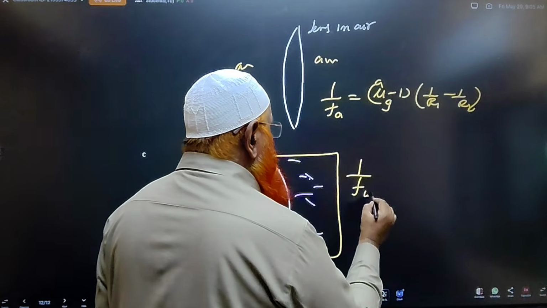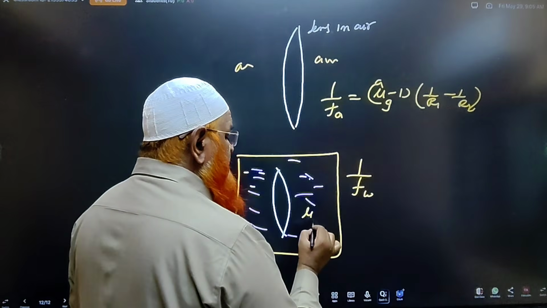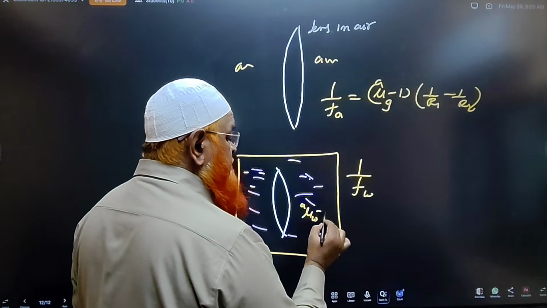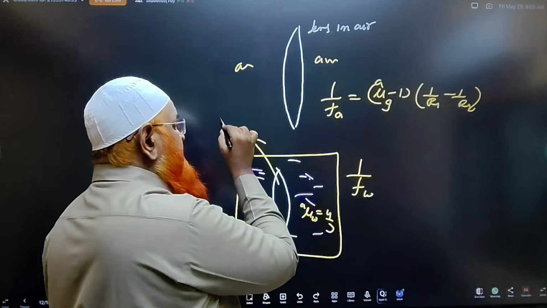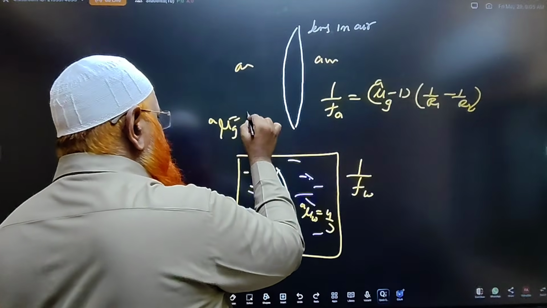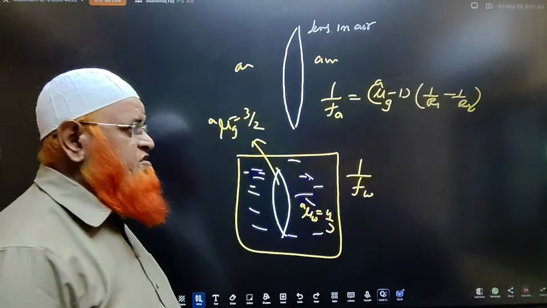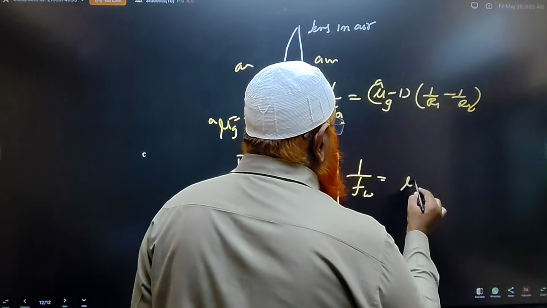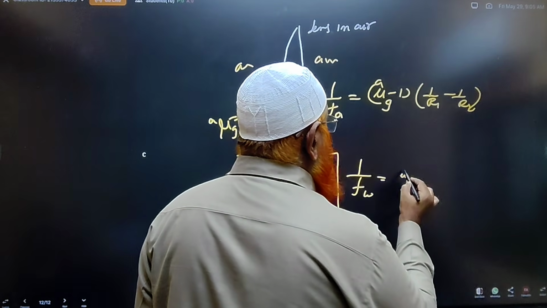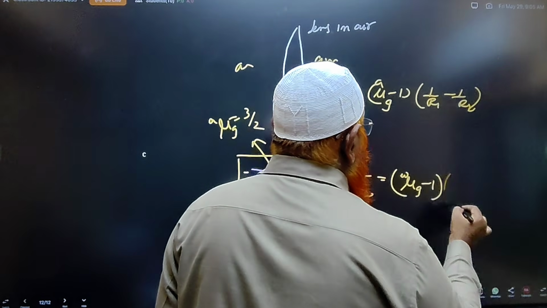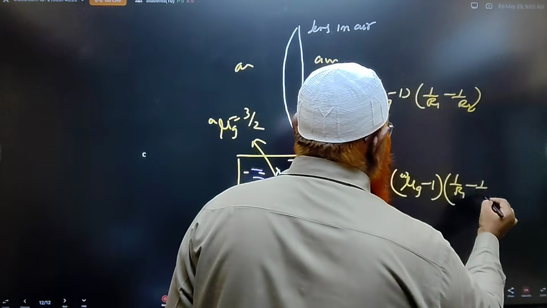The formula will become: this is the focal length in air, because the lens is kept in air. This is the focal length in water, where the surrounding is water. The refractive index of water with respect to air is 4 by 3. The refractive index of glass with respect to air is taken as 3 by 2. Then what will you write as the formula here? Now it is the refractive index of glass with respect to water minus 1, times (1 by r1 minus 1 by r2).